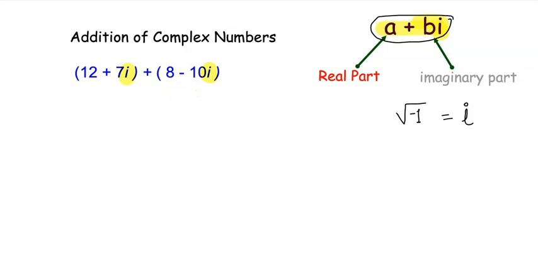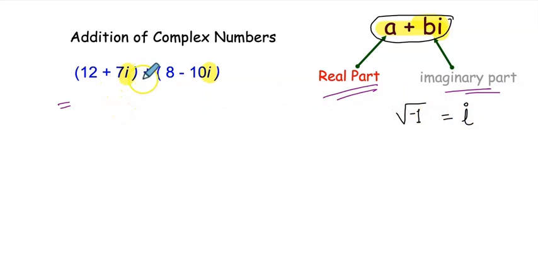And how do you add those two numbers? It's very simple, like regular linear equations. How do you add two linear equations? It's similar to that. We just combine the like terms. In this case, instead of saying combining the like terms, we'll say we combine or add the real parts with the real and the imaginary with the imaginary.